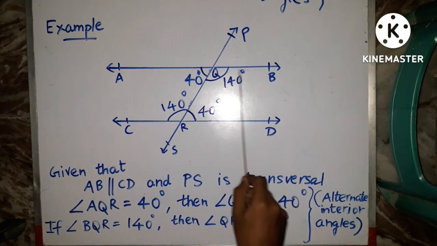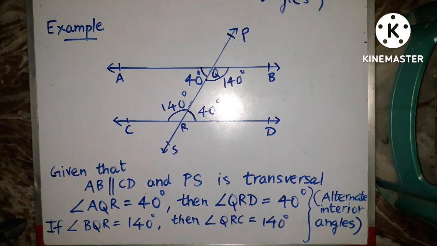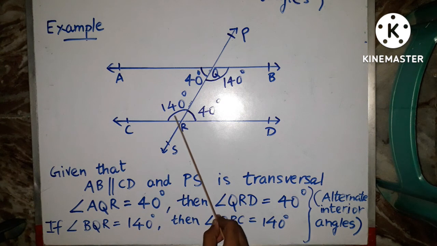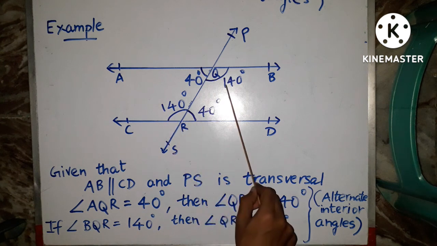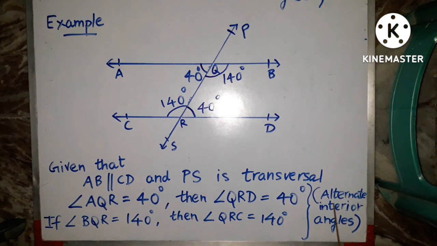Similarly, if angle BQR is given as 140 degrees, then from this same theorem we can say that angle QRC will be 140 degrees, because both of these angles are also a pair of alternate interior angles.